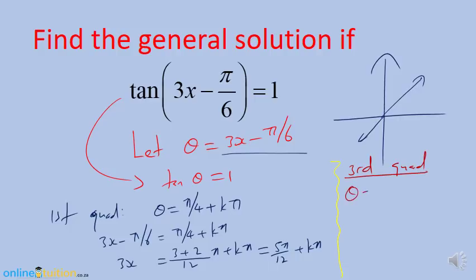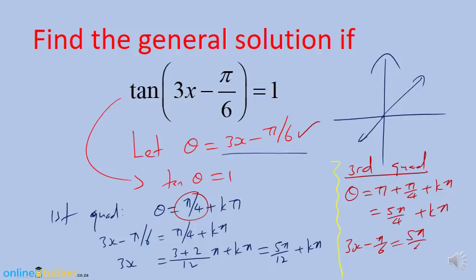Let's look at theta. It's going to be, how do we get there? It's pi plus pi by 4, because it's that angle over there, plus k pi, and that's going to be 5 pi by 4 plus k pi. They didn't give us theta. We said theta equals 3x minus pi by 6 equals 5 pi by 4 plus k pi, and then 3x. Please check my algebra.